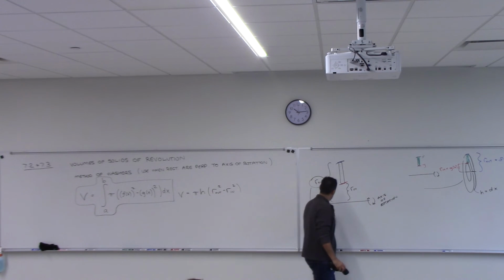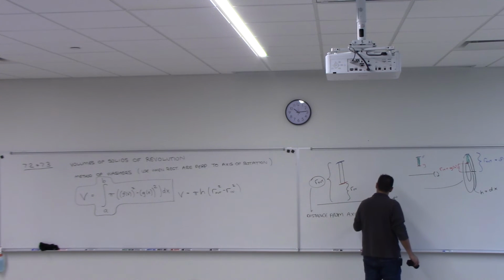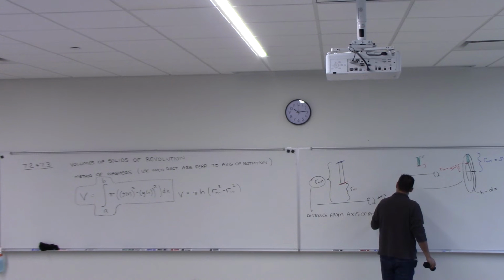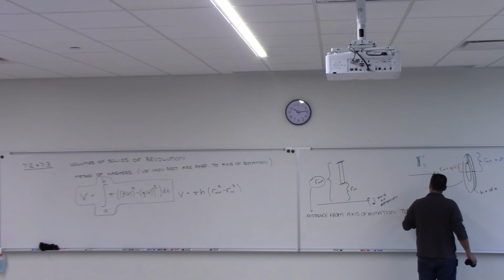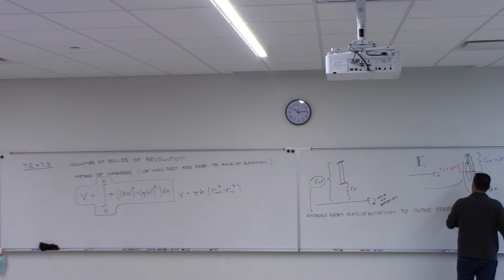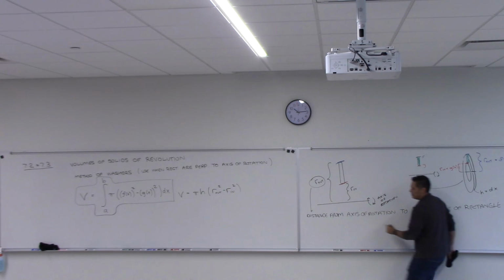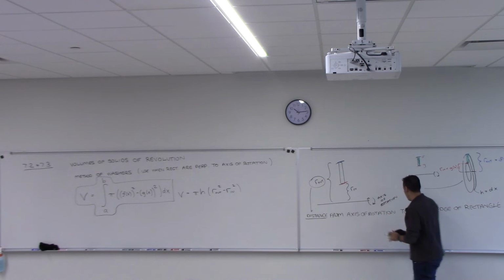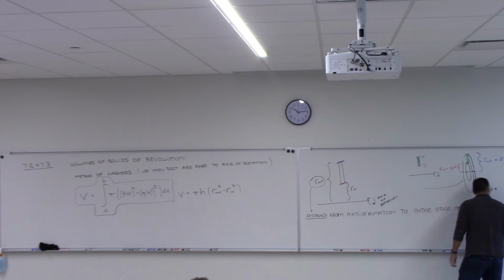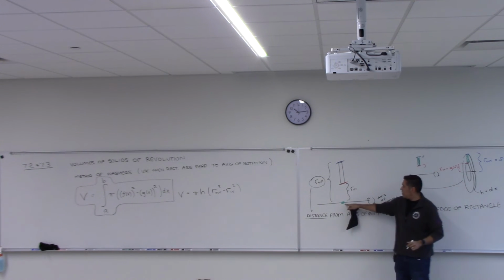from the axis of rotation to the outer edge of the rectangle. The distance. So I like to look at it from this perspective. Let's say that you're a person and you're standing on the axis of rotation. We're looking down. That's my head. I'm standing there.